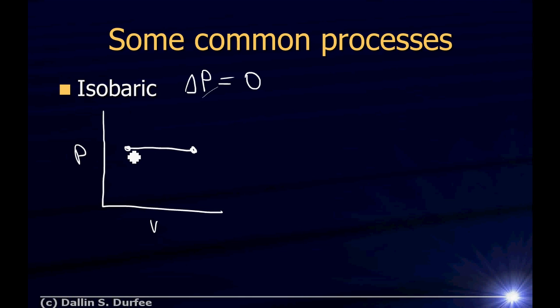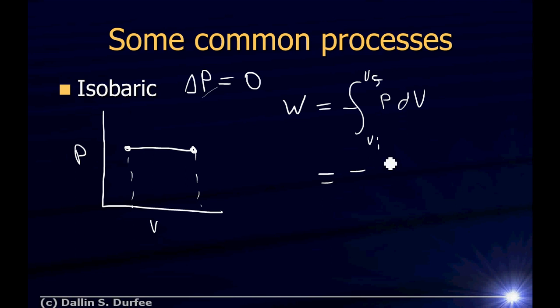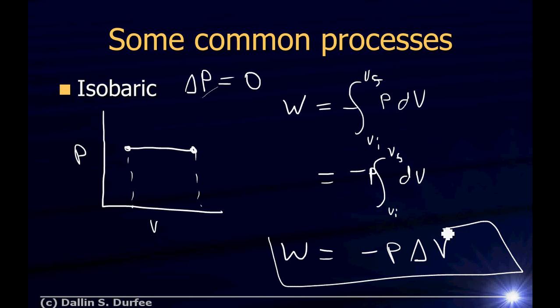So what's the work going to be? The work is just the integral of negative P dV from V initial to V final. But pressure is constant, so it comes out of the integral: minus pressure times the integral of dV, which is just the change in volume. So work for a constant pressure process is just minus P delta V.